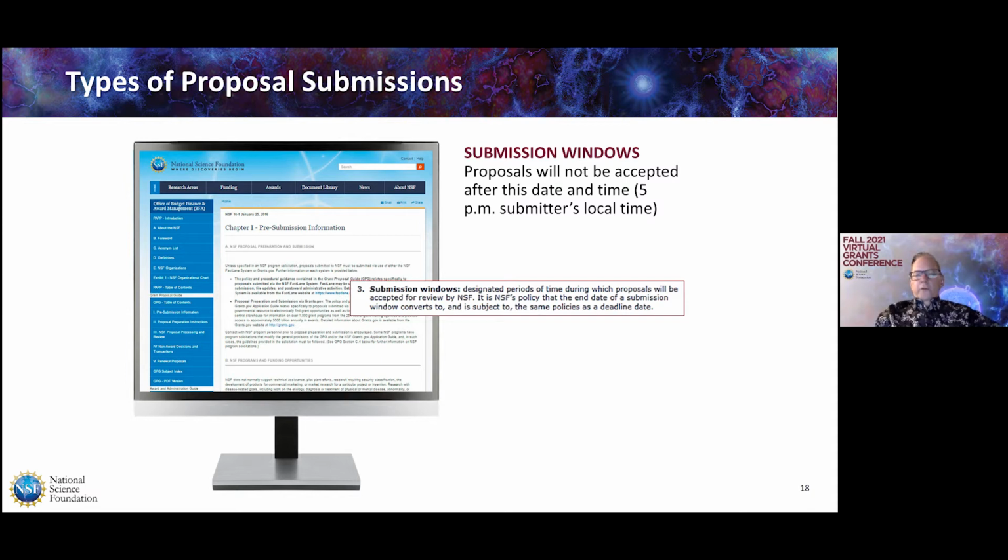So please take a look at the solicitation and find out when you're able to submit a proposal in a submission window and follow the guidelines in that solicitation. I've already harped on the deadline, so please be aware of that again, that at the end of the submission window, the date that's listed converts to a deadline date. Next slide, please.